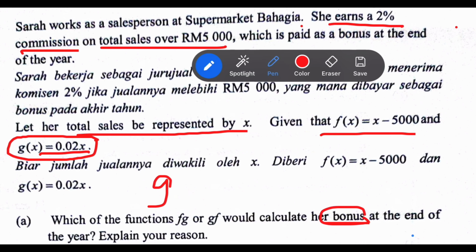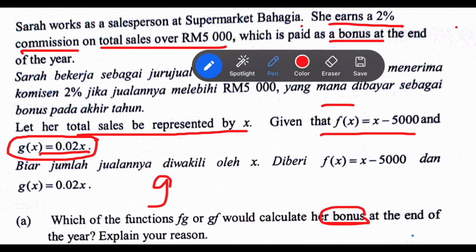The question is actually asking for the bonus, to calculate the bonus at the end of the year for Sarah. So the bonus is actually 0.02 of the total sales. When you do functions, you have to understand how the function works. So we will focus on the function of the total sales, which is f(x) equal to x minus 5,000. You need to substitute this f(x) into the bonus function, which is g(x), right?